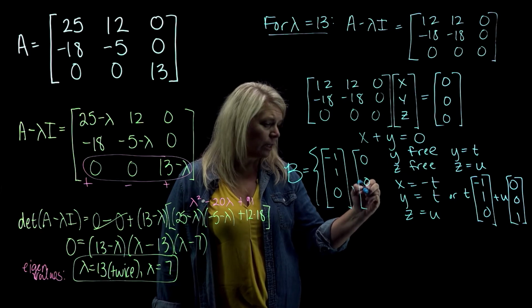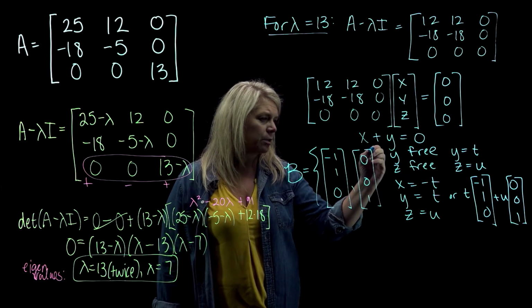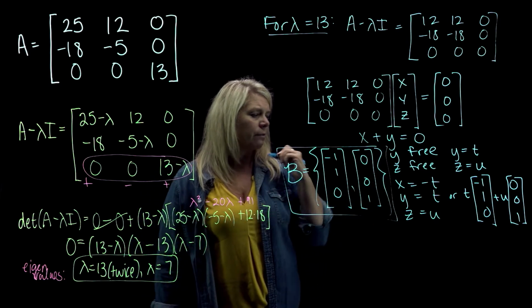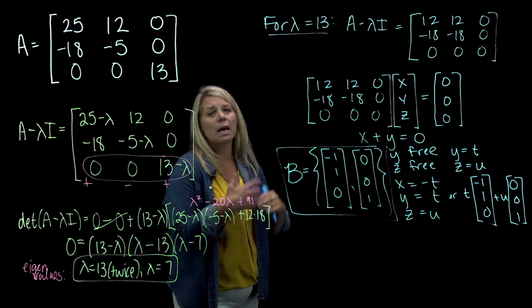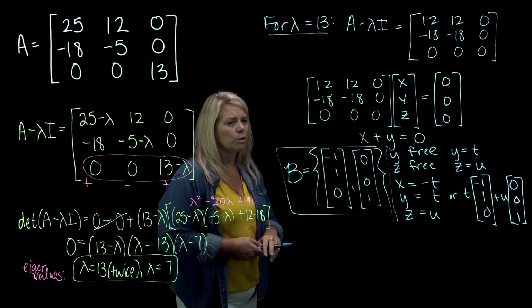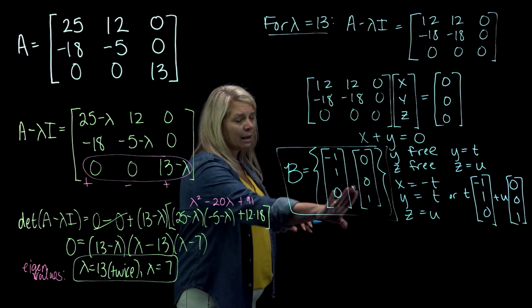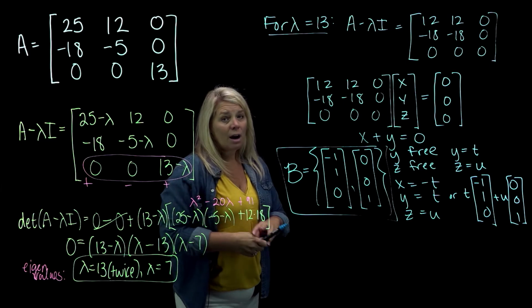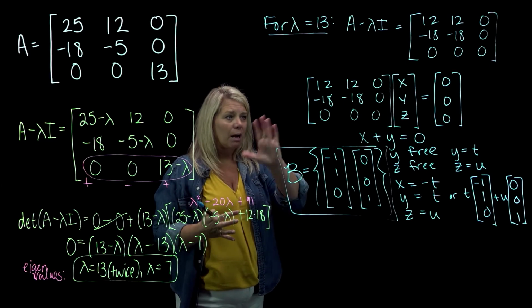These are not the only two vectors. Remember that any vector space has really infinitely many different bases. So this is just a basis for that null space, but this is a complete set of eigenvectors for this eigenvalue.